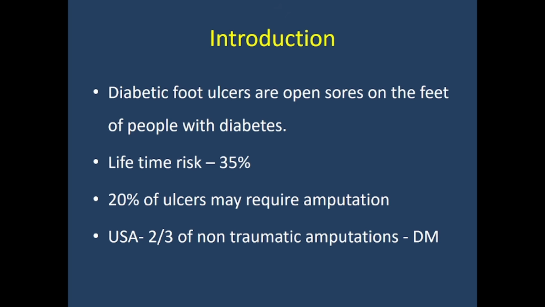And the other thing, I'm just highlighting why we should focus our emphasis on this problem. If you take 5 patients with diabetic foot ulcers, one will have some kind of amputation during the course, right? So 20% may require amputation if you see an ulcer. So slowly they are progressing towards amputation. And in the United States, 2/3 of non-traumatic amputations are because of diabetes.